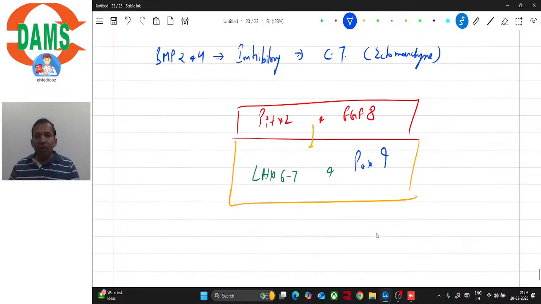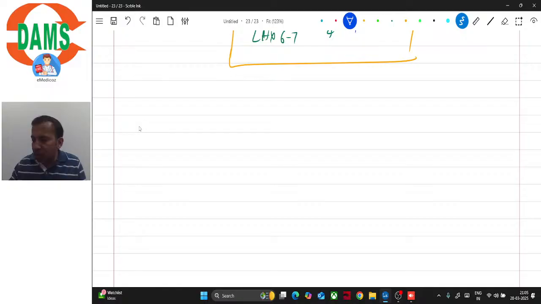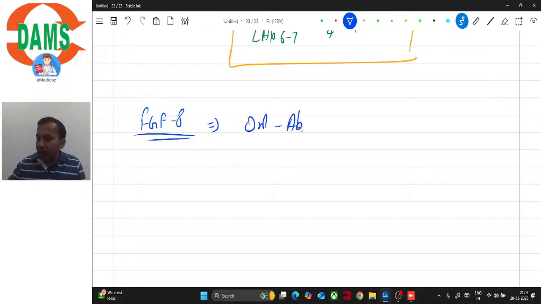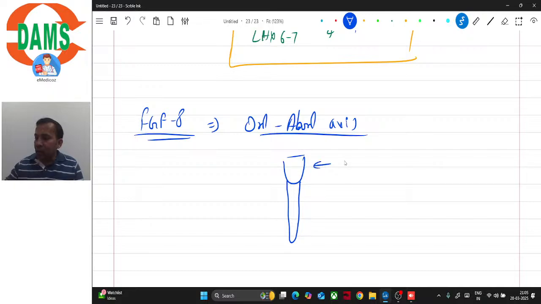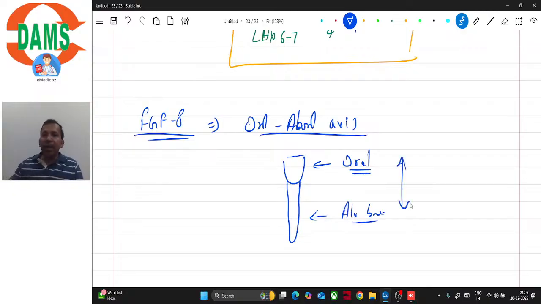Now, what are the roles of these different genes? You need to remember first of all FGF8. FGF8 establishes the oral aboral axis. What do you mean by oral aboral axis? Basically the alignment of the tooth. The crown part should erupt into the oral cavity and the root should remain in the alveolar bone. So this is the oral aboral axis, isn't it? At the crown part FGF8 is expressed and at the root part LHX6, 7 is expressed, right?